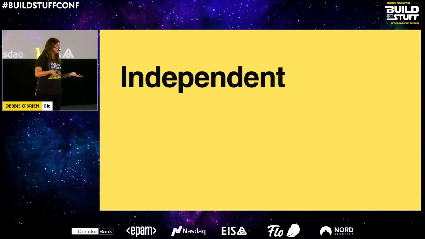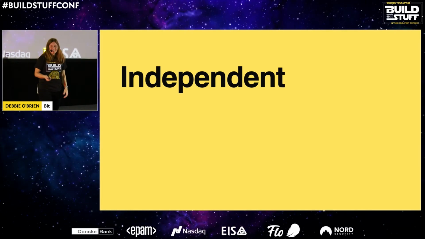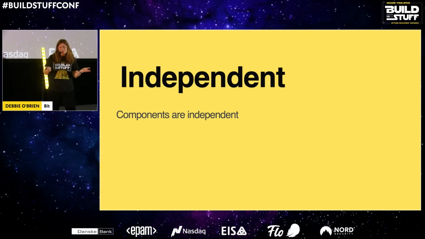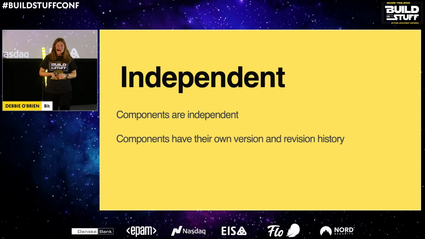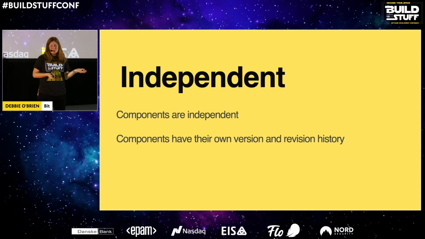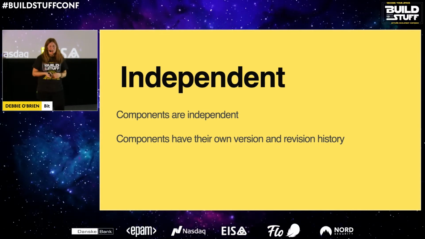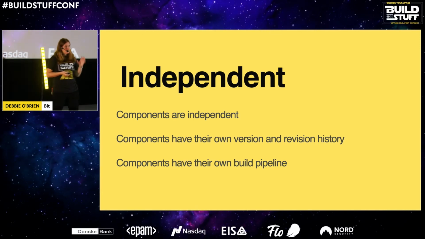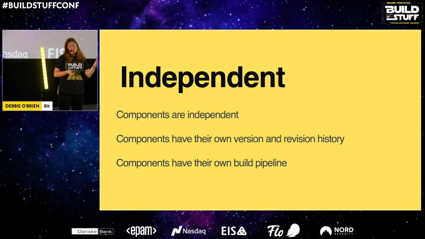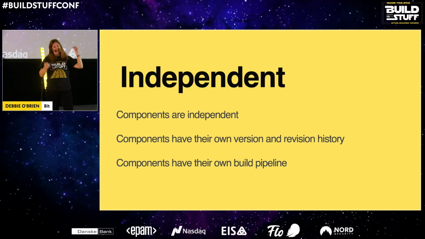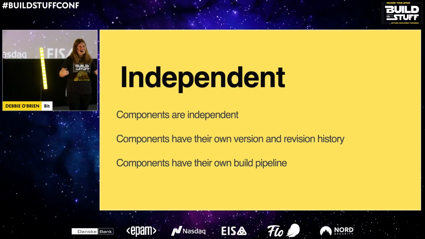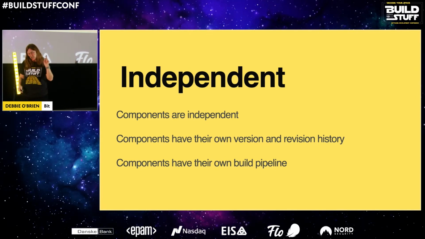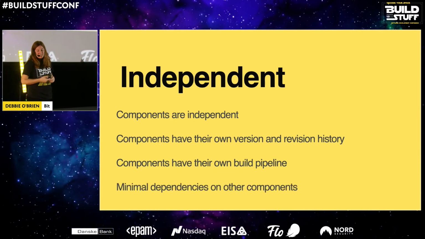And then, yes, independent. We all want independence, don't we? So your components also want to be independent. So let them be independent. They want to have their own version and their own revision history. It makes it easier to work with that component. And you want them to have their own build pipeline, because when you're finished building that one component, maybe it's a big component like a shopping cart, you want to just deploy it and then go home because you finished work early, and you don't care about the other team. They've got to work till 2 o'clock in the morning because they didn't do their job. That's not your problem. Independence.